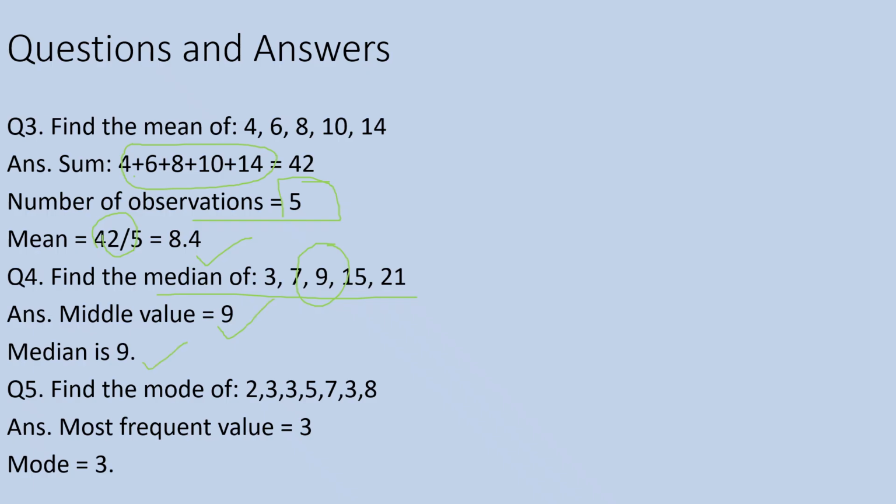The fifth question is: find the mode of 2, 3, 3, 5, 7, 3, 8. Here we find 3 occurring 3 times in the data set. So mode is the value which has the most frequent occurrence. So mode is equal to 3.